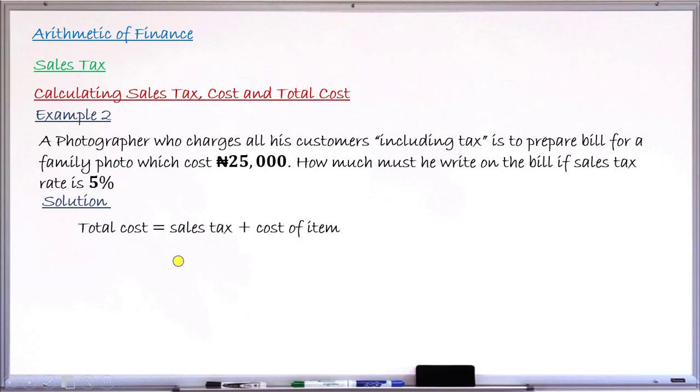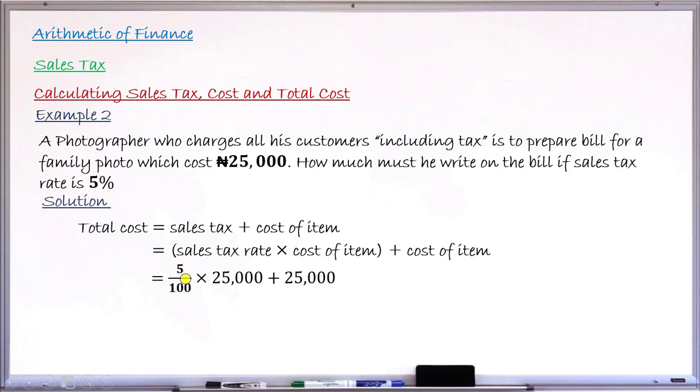So let's just move. The sales tax is given by this formula, that is sales tax rate multiplied by the cost of the item. Then I copied this cost of the item. So what is in the bracket is the formula for calculating the sales tax. Let me just substitute. Then I am going to have 5% times 25,000. This will give the sales tax. Then plus the cost of the item, 25,000 naira.